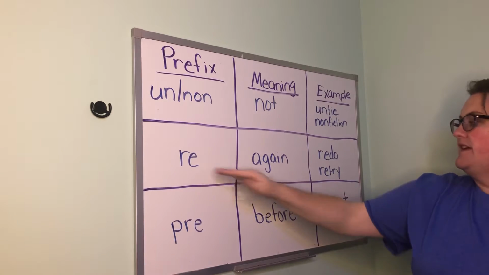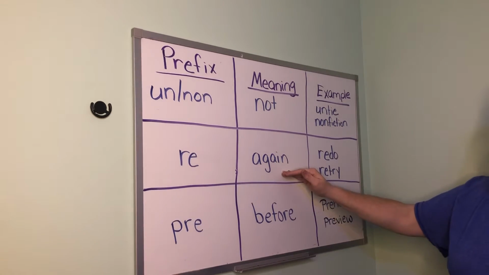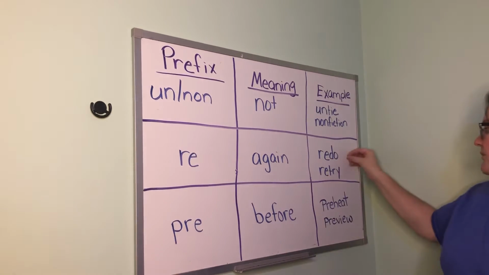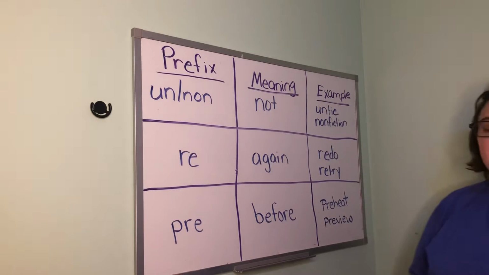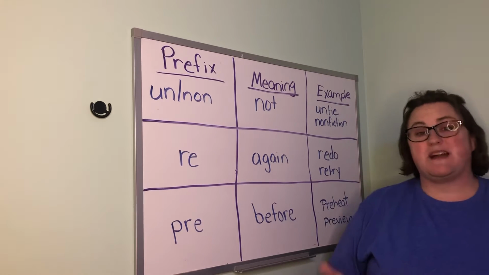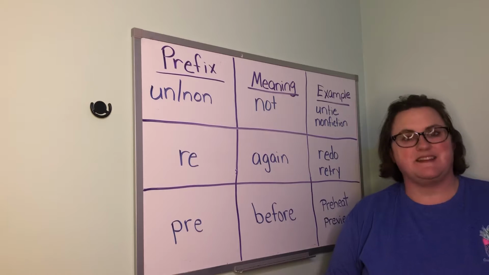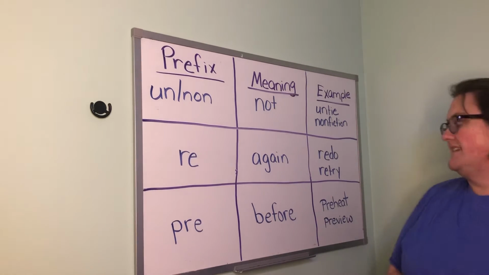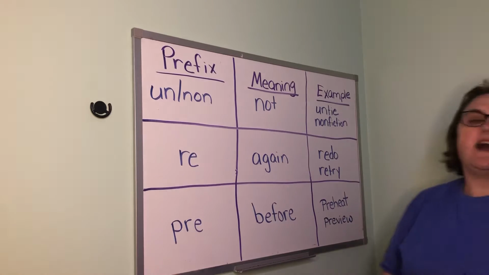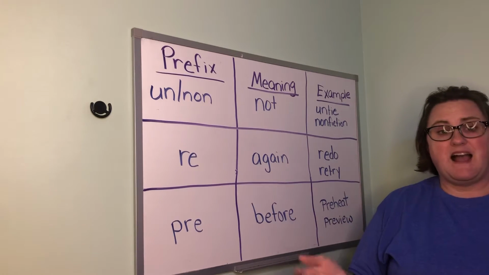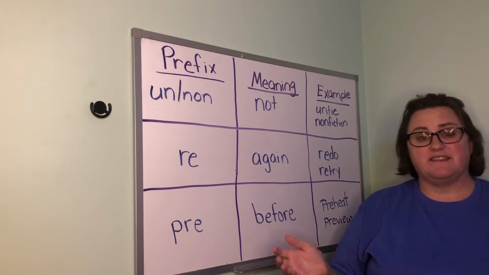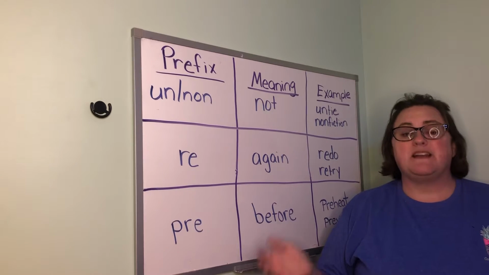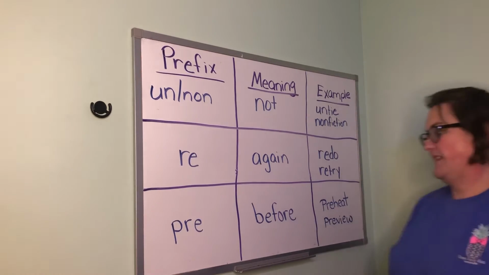Then you have re. Re means again. For example, redo and retry. My teacher asked me to redo my work because it wasn't in my neatest handwriting. So your teacher asked you to do it again. Then you have retry. I decided to retry that level on the video game because I knew I could do better.